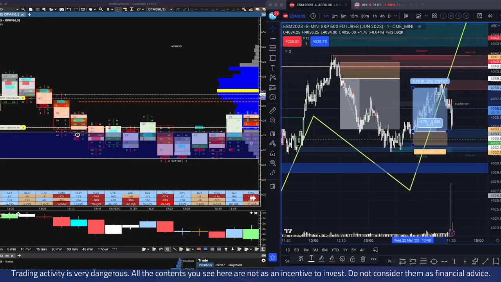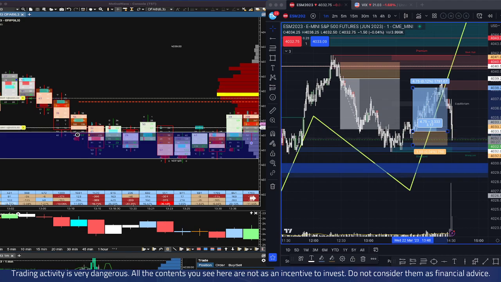So let's jump into the chart. As usual, you have TradingView on the right side and Multiwave on the left side. The US is opening, so I will stay away from trading for about 10 minutes more or less.